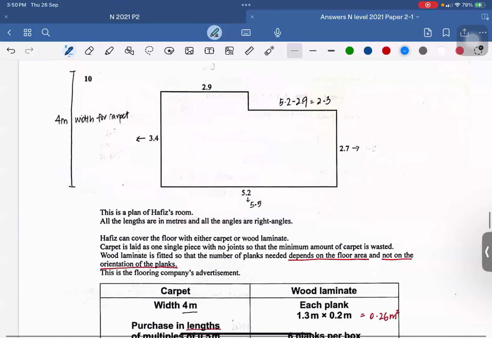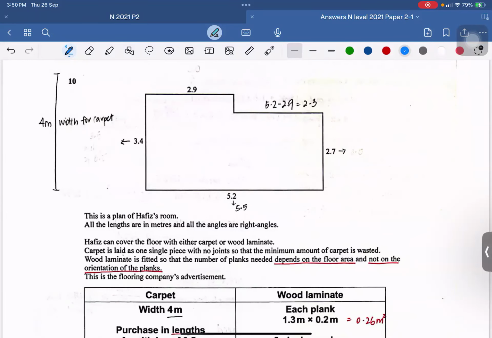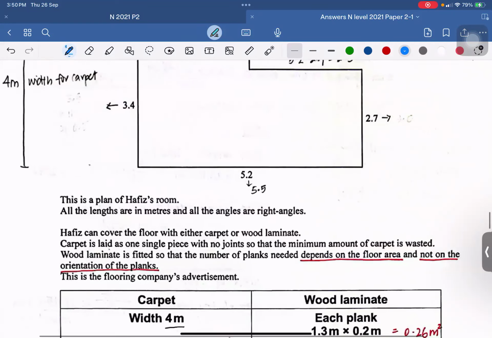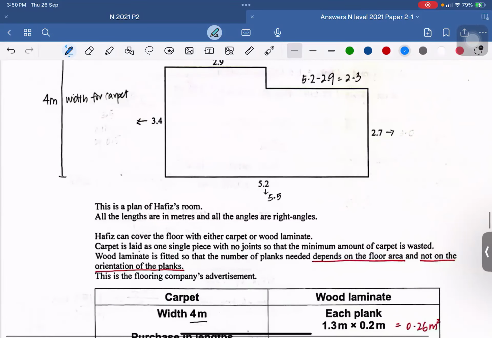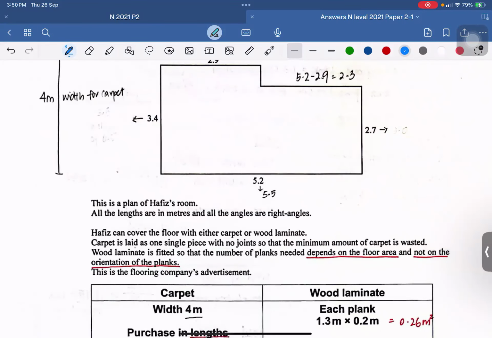This is the shape of the Hafiz room. All the measurements are in meters and all the angles are right angles. He either covers it with carpet or wood. If it's a carpet, they want one single big piece, no joint. That means it's only cutting. Then some carpet will be wasted.